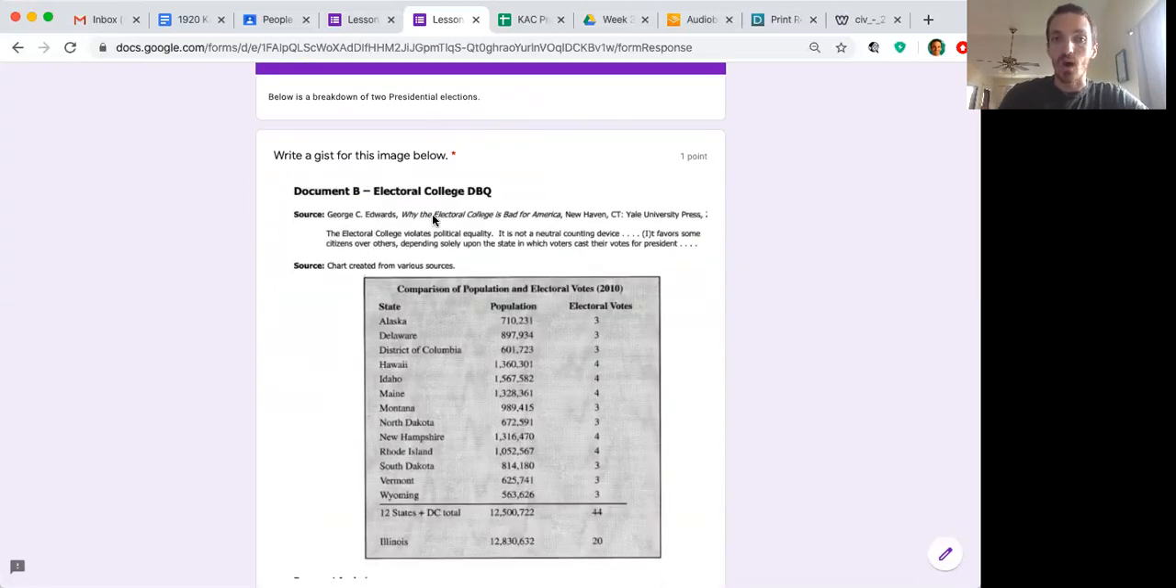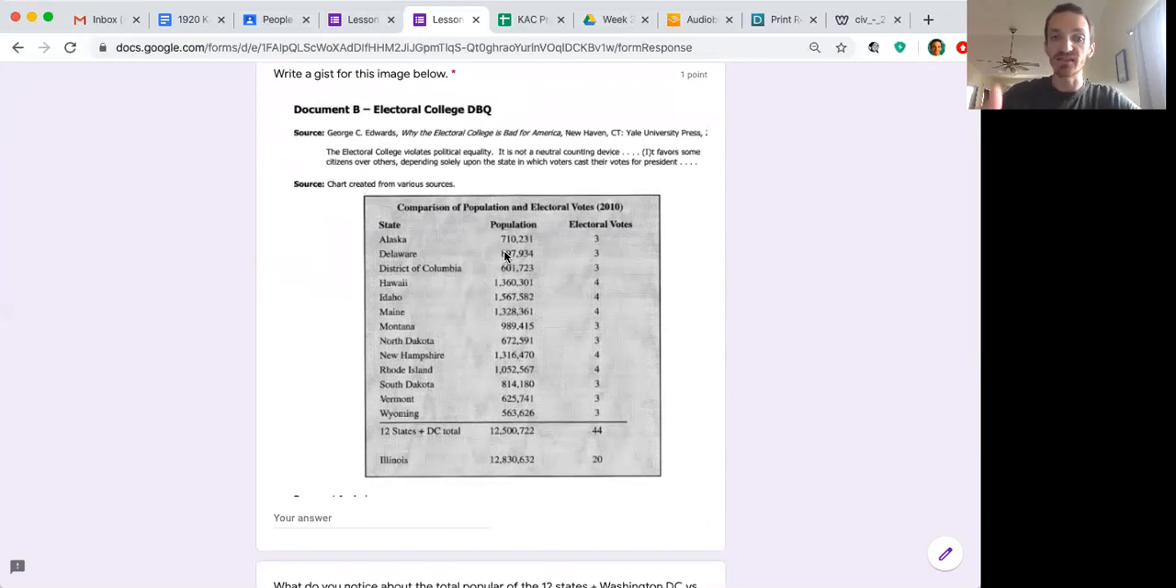George C. Edwards, Why the Electoral College is Bad for America, New Haven, Connecticut, Yale University Press. The Electoral College violates political equality. It is not a neutral counting device. It favors some citizens over others, depending solely upon the state in which voters cast their votes for president. This is a Comparison of Population and Electoral College Votes from 2010.